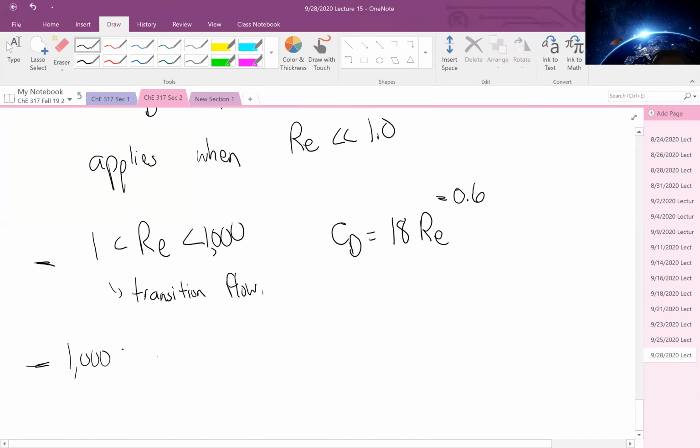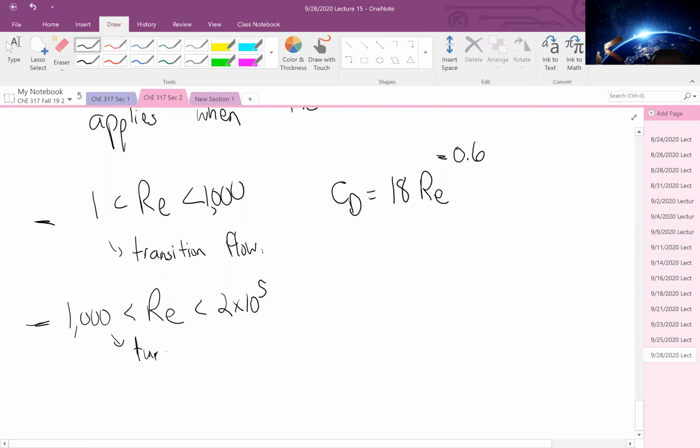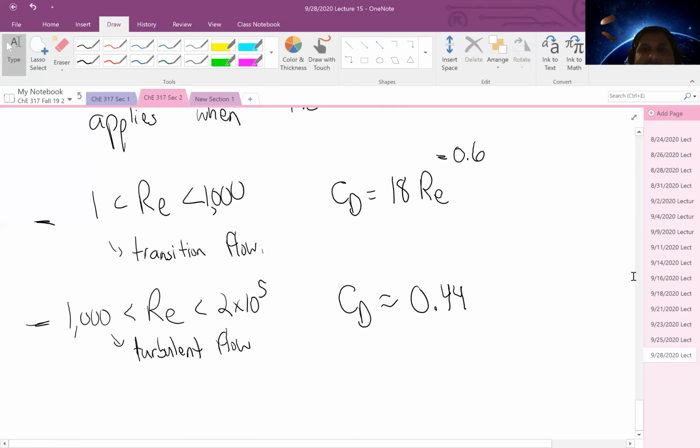and approximately 200,000, or 2 times 10 to the 5th, we consider this to be turbulent flow. Excuse me, let me rewrite that. And for this, the good news is in this region, we have that plateau in our figure, and so we can approximate the drag force or drag coefficient as simply 0.44.